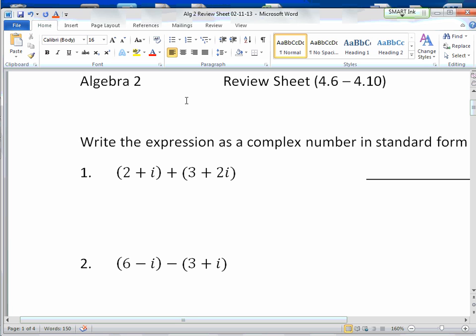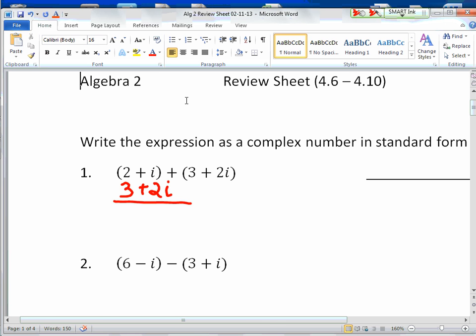I'm just going to quickly go through the review sheet for the next Algebra 2 test. So this first question just says write the expression as a complex number in standard form, which just means you're going to combine like terms, or later on you're going to FOIL. You know you're going to combine like terms if you have addition or subtraction here. So for the first one, we're just combining like terms. So let's line up the similar terms here.